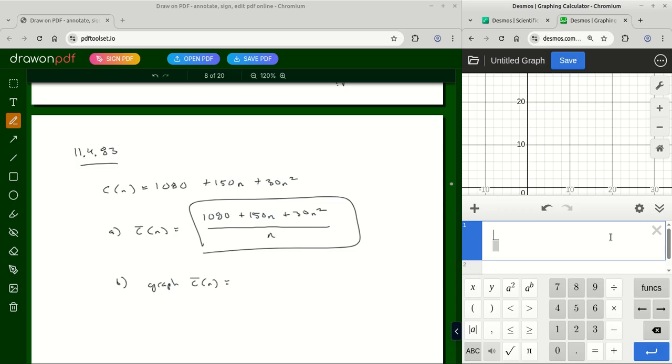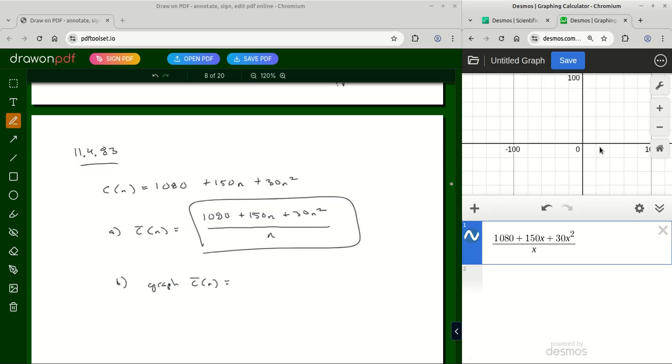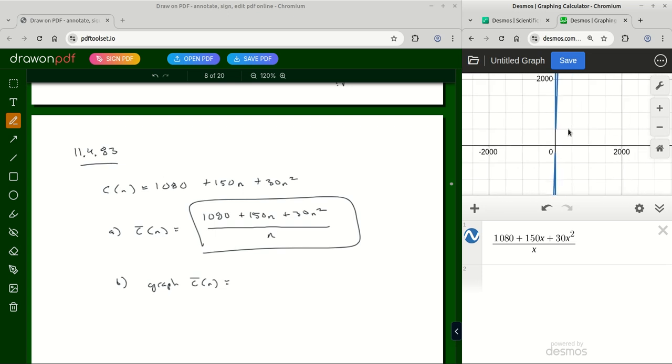Okay. So. Oh no, why is it not working? Oh no. It's because you need to use X. Home. Zoom out. Got something around here? We got 1,080, so yeah. Oh, there we go.